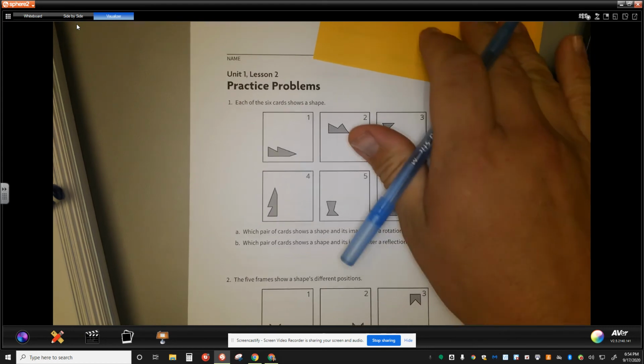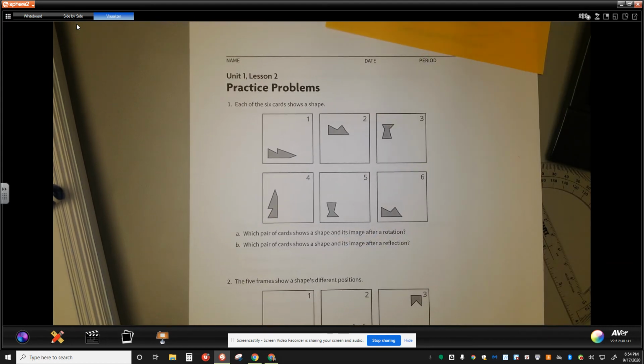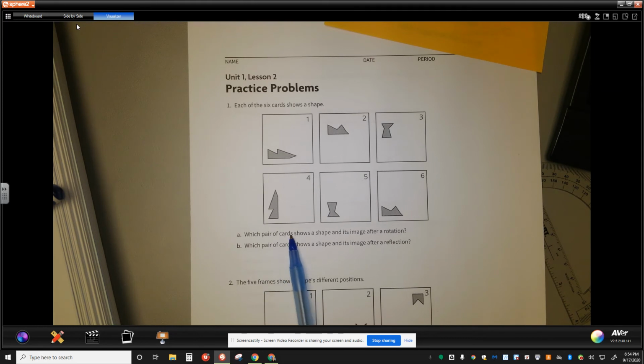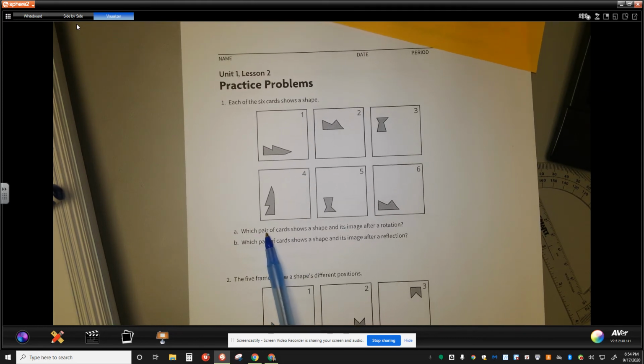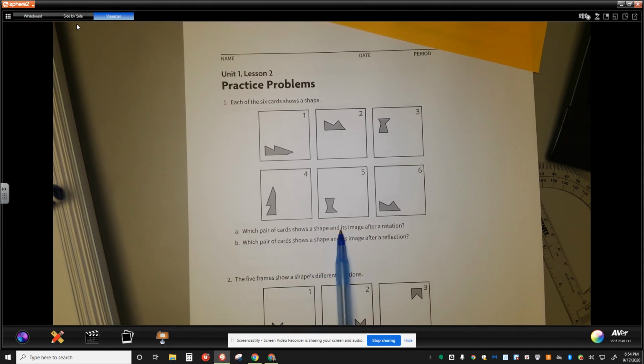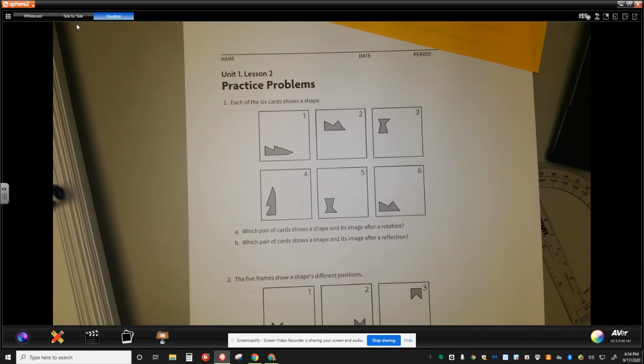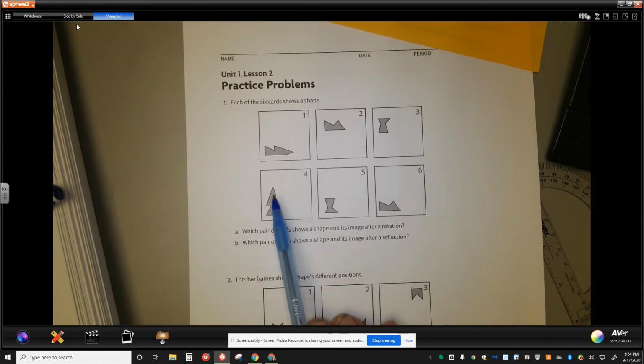Your homework tonight is to basically do what you did last night, which is to explain how an image rotates or reflects. But in this case, we're going to do a card sort where we find out which pair of cards show the shape and its image after rotation. So number one, it looks like a shoe. I need to be looking for the one that looks like a shoe. I see that this one is correlating.